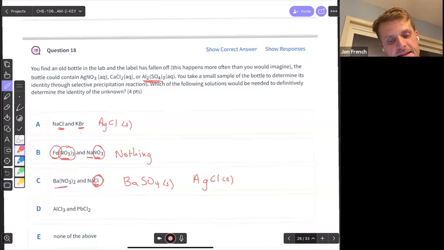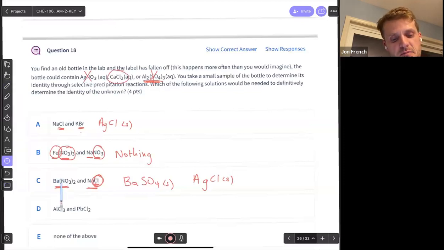So if I added the barium and nothing precipitated, I know aluminum's not there. If I added the sodium chloride and nothing precipitated, I know that the silver's not there. And by default, I would know it's calcium chloride. Or if in this process I added the barium and I got a precipitate, I know it needs to be barium sulfate and the unknown should be aluminum sulfate. Or if I add the sodium chloride and the precipitate forms, I know it must be the silver chloride, so the silver nitrate is there.